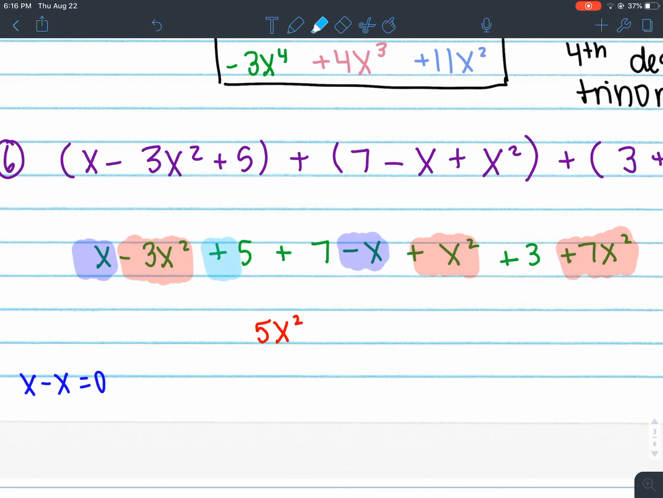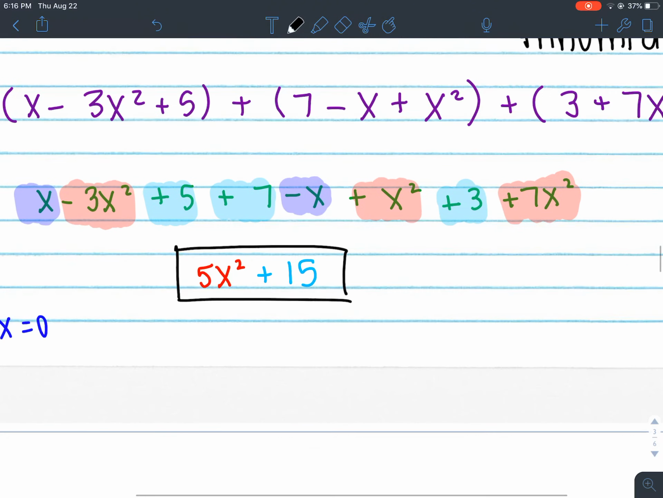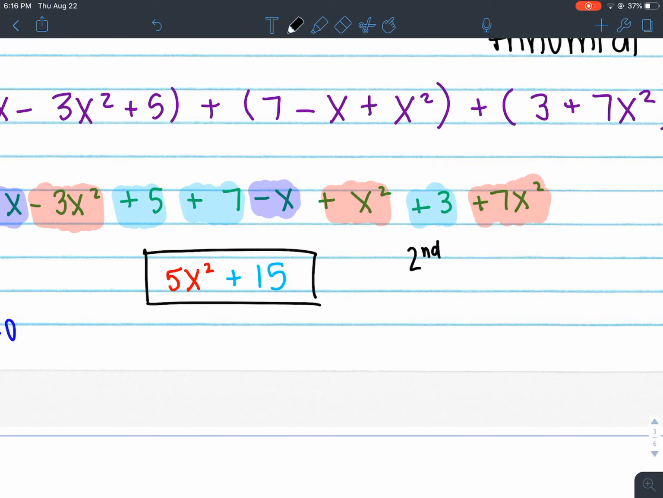All right, and then I have 5 plus 7 plus 3. So 5 plus 7 is 12, and 12 plus 3 is 15. So that's going to be my next term. So this is my final expression, and this would be a second degree binomial.